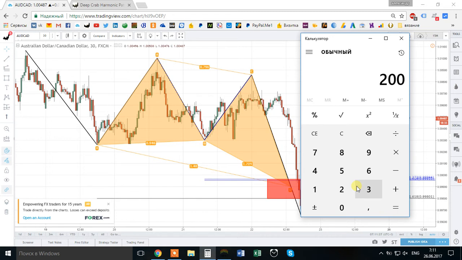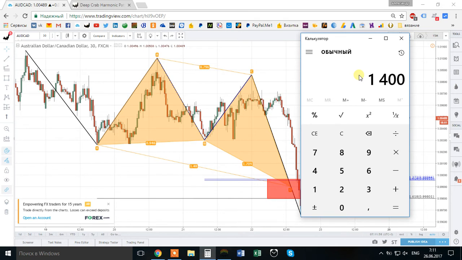If you wish to trade not only deep crab pattern, but also a Gartley, a bat, a cipher, what else, shark, alternative bat, a standard crab, a butterfly pattern, let's say total 7 patterns, then you need to multiply by 7. You see? So these are the number of setups that should be found on one pair.